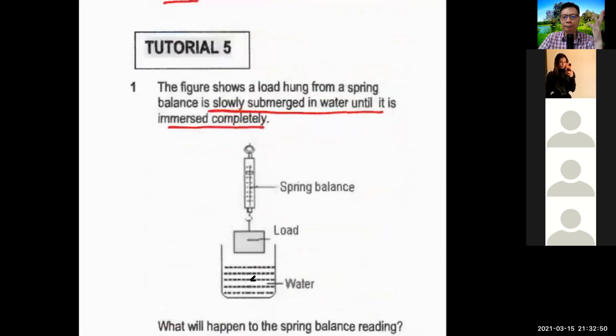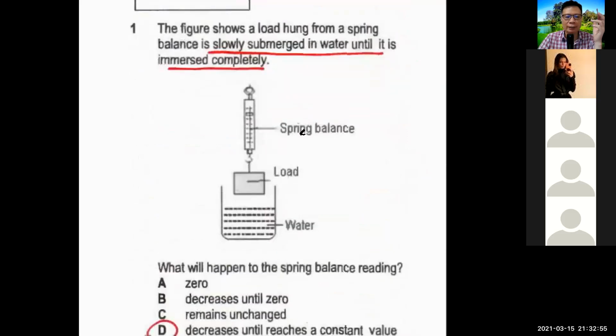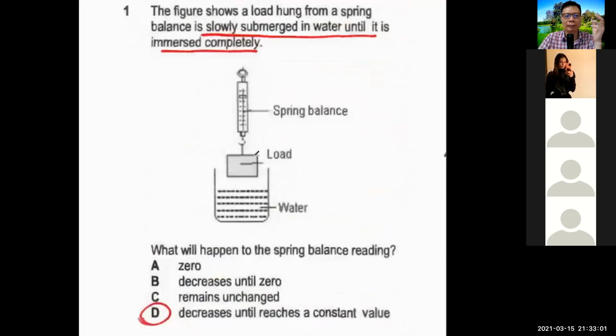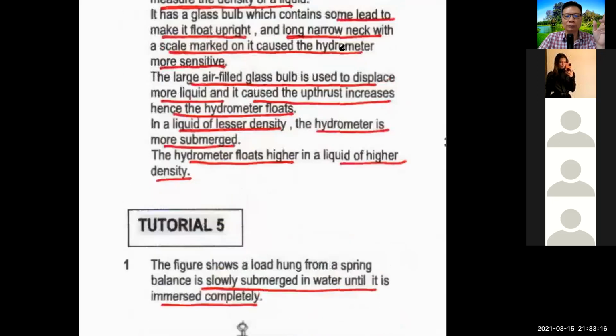Yes, Kevin? Yes, correct. It decreases until it reaches a constant value. Very good answer. It will decrease, and finally become constant. When it is fully submerged already, it will become constant. Okay, so that is the answer. Question number 2.